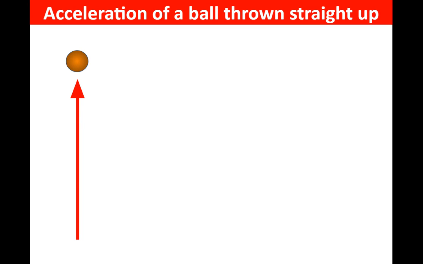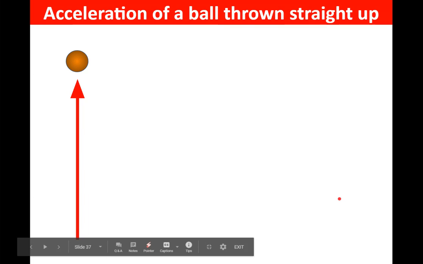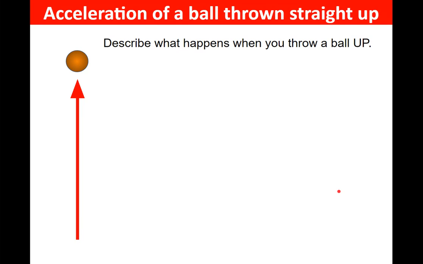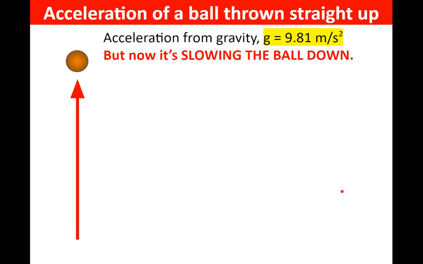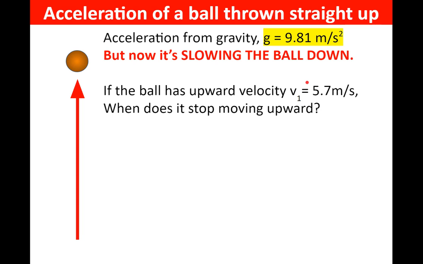Okay. Now, acceleration of a ball thrown straight up. That is sort of the same question, but in reverse. So this is another special case. But let's just go through this and I'll show you what I mean. What happens when you throw a ball up in the air? The acceleration from gravity is still there, but now it's slowing the ball down because it's pulling in the other direction. It's kind of weird. If the ball has upward velocity of 5.7 meters per second at first, V1, when you throw it up there, when does it stop moving upward?